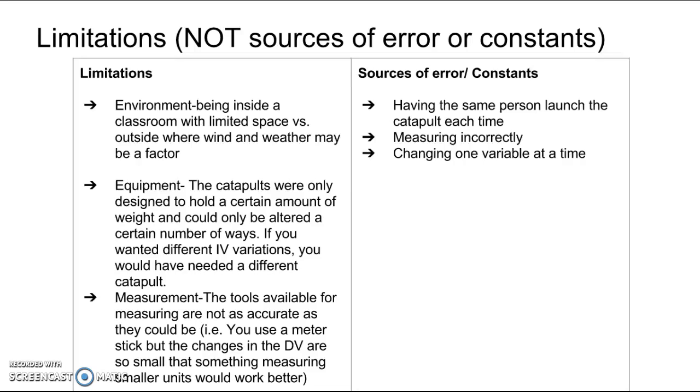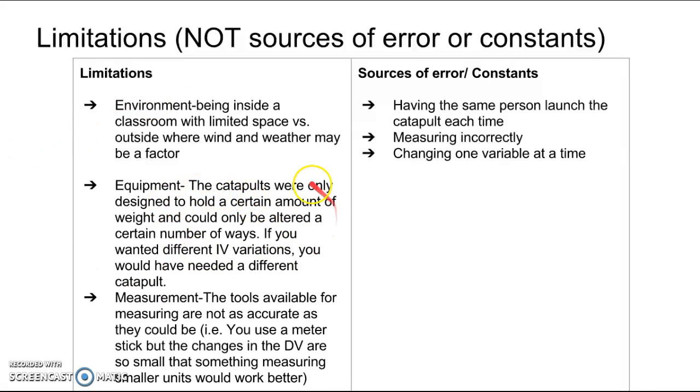Limitations. An example would be an environmental limitation, being inside a classroom with limited space versus, let's say you were outside where there's wind and weather that could be a factor. These are limitations. These are not things that necessarily are sources of error, right? They just kind of limit your data. You can only do so much if you're in an enclosed space. Doesn't mean you're going to get inaccurate data because you didn't make an error. It just means that if you want to test something that's a much larger distance, you can't really. So it's a limit. Right?